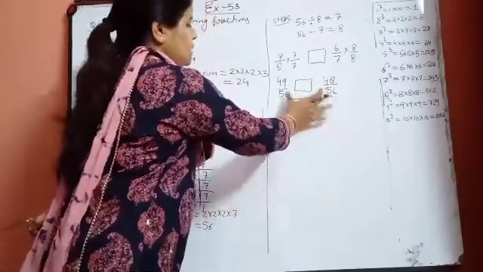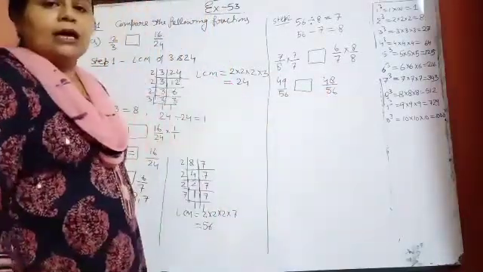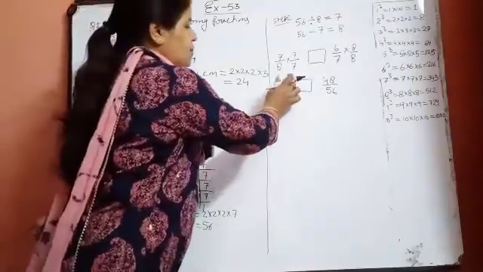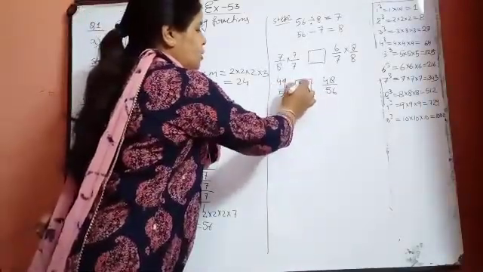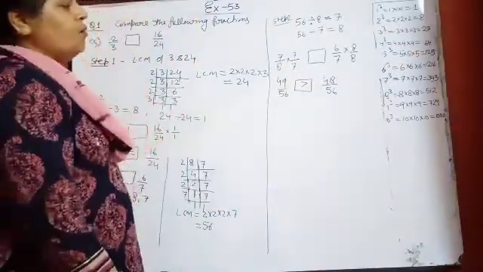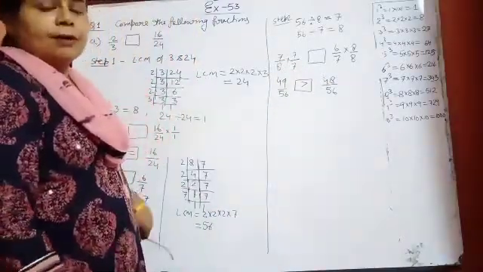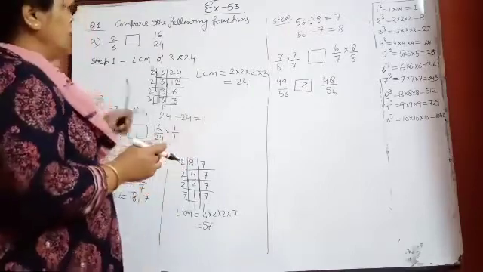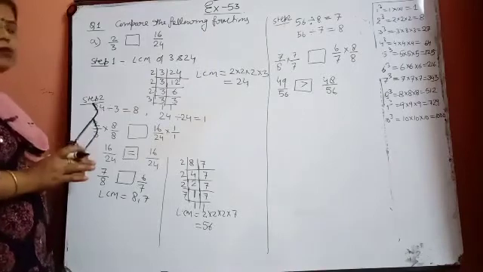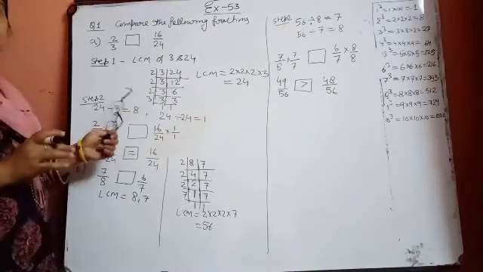Now you can see that both the denominators are equal. So it will be very easy to compare now. 49 is greater than 48. So what sign comes? 49 upon 56 will be greater than 48 upon 56. Maybe everybody of you has understood till here. So it is very simple, beta. Nothing is difficult. And all the questions you have to do in the same way.